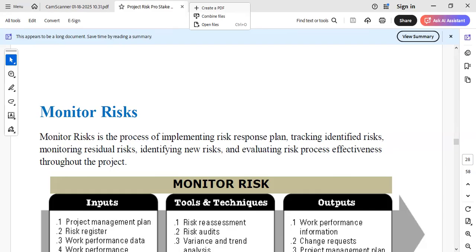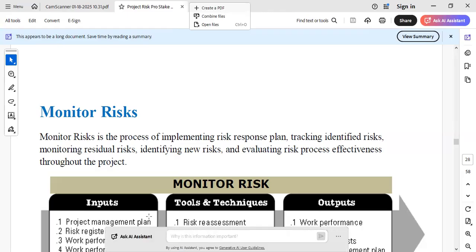You see, my screen is still showing the way it should show.